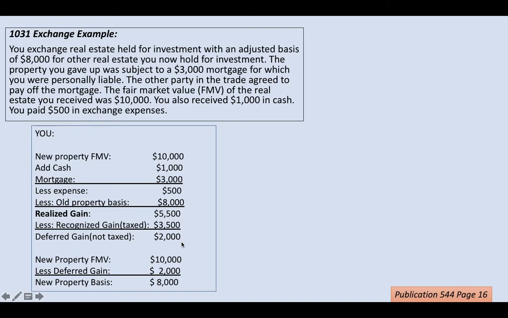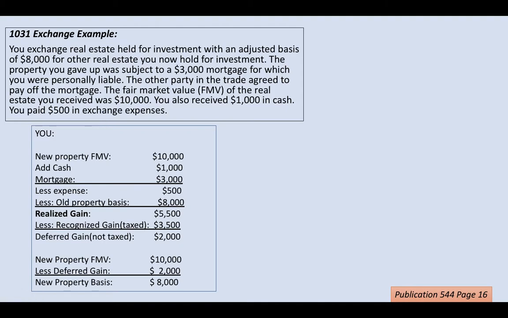So basically, in this transaction, you are subject to capital gain tax on the $3,500 in the year of your exchange. Then you can defer the $2,000 gain here, right? This is your deferred gain.